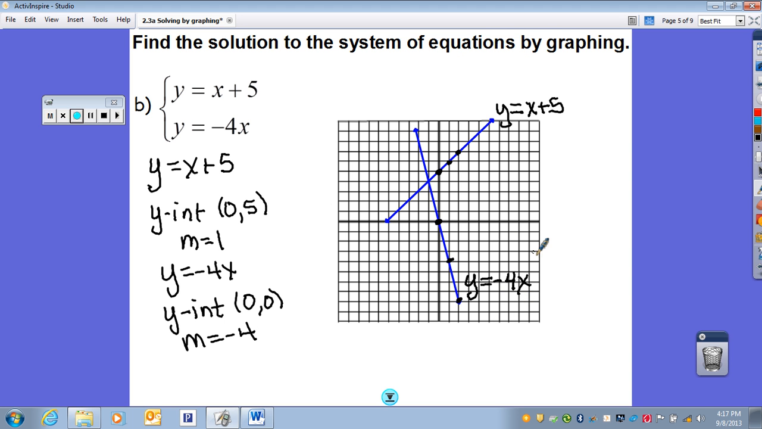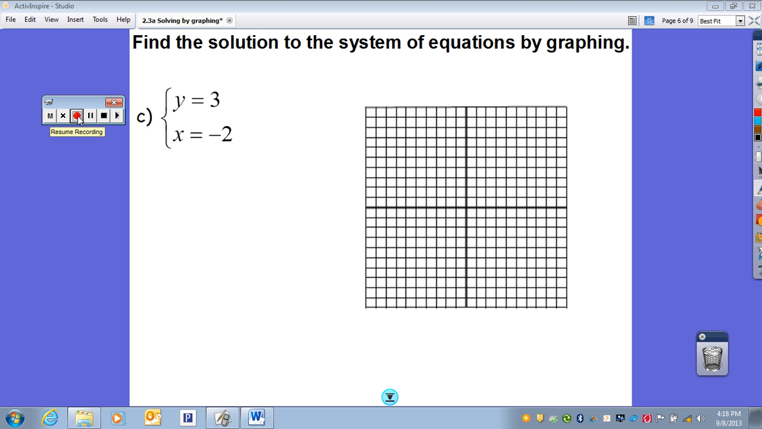At this point, we can see where our two lines intersect, and that happens to be at the point (negative 1, positive 4). That is our solution to our system of equations. Let's check. If we substitute the negative 1 for x and add 5, we get an answer of 4. And if we substitute the negative 1 into our second equation, negative 4 times negative 1 is positive 4. It is a solution to both.